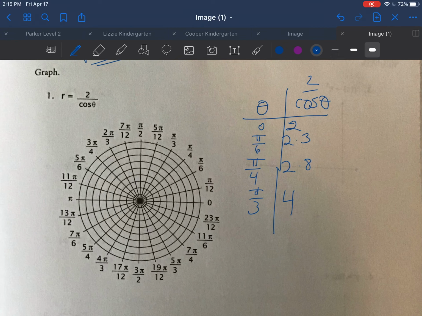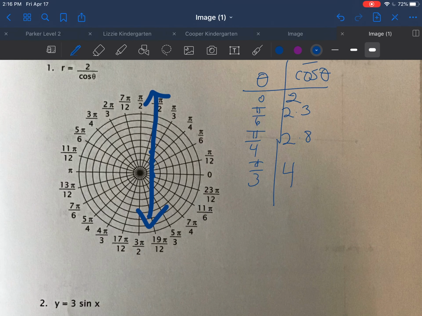If you come in and graph these, then at 0, we're at the point 2. We're going to do our best. Pi over 6, we go 1 ring, 2 ring, and a smidgen. Pi over 4, we're at 2.8, almost to the 3. Look, if I just keep clicking, it'll get there eventually. And at pi over 3, we're at 1 ring, 2 ring, 3 ring, 4 ring right there. So it graphs us a cute little vertical line.